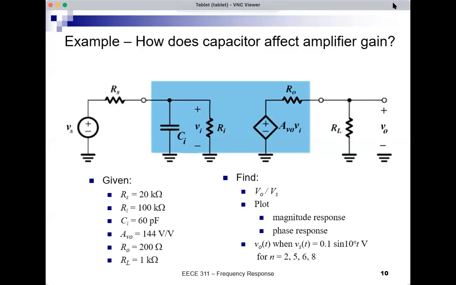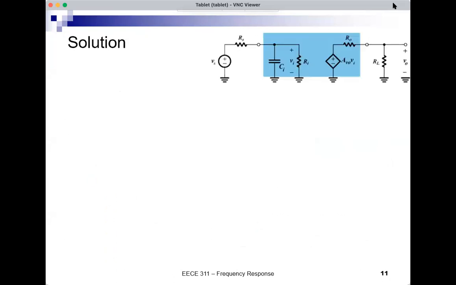Okay, this is actually a circuit, not too complicated. I want to find VO over VS. It's two parts. So let's start with the input. This is the input side. I want to find first VI as a function of VS. Now I will consider Ri and Ci. I will consider this combination to be an impedance. So I will call this combination of Ri and Ci Zi.